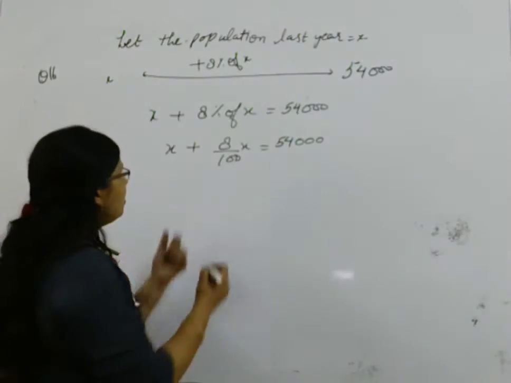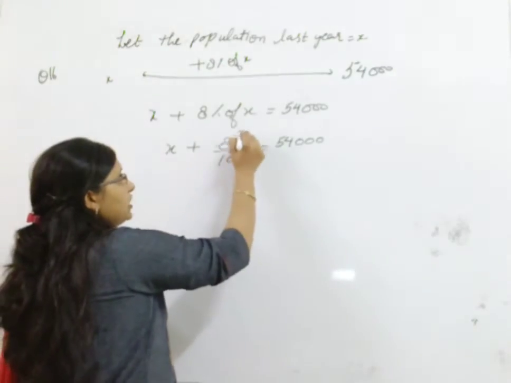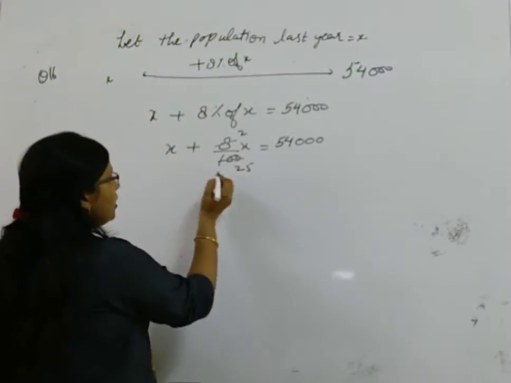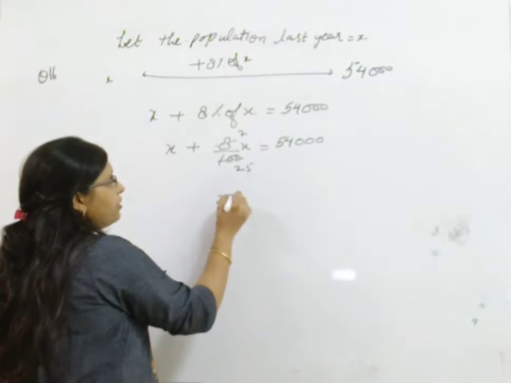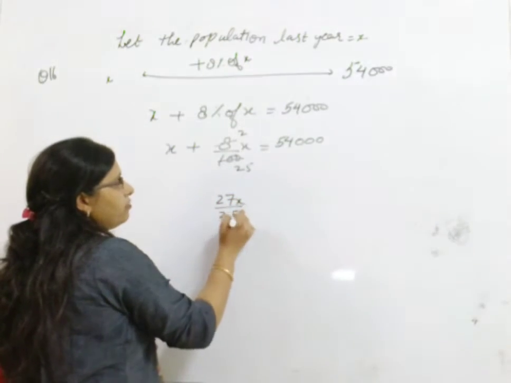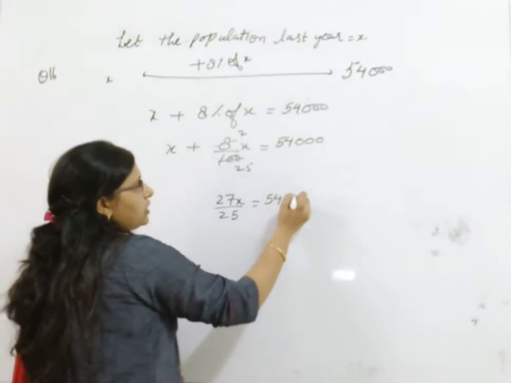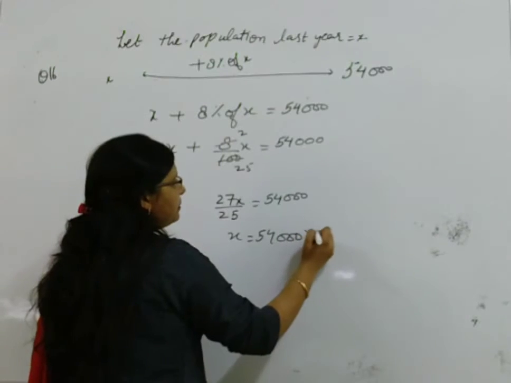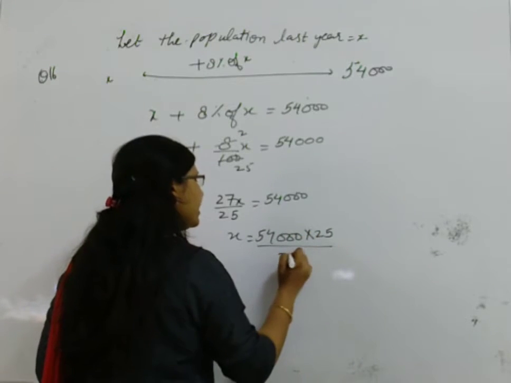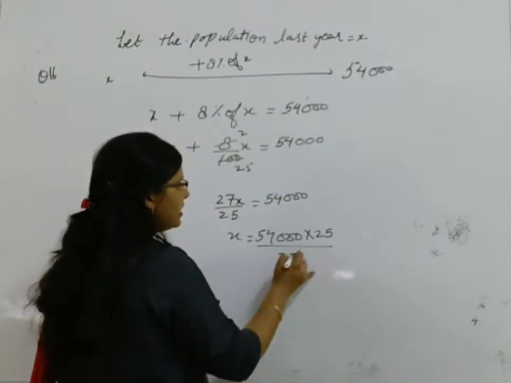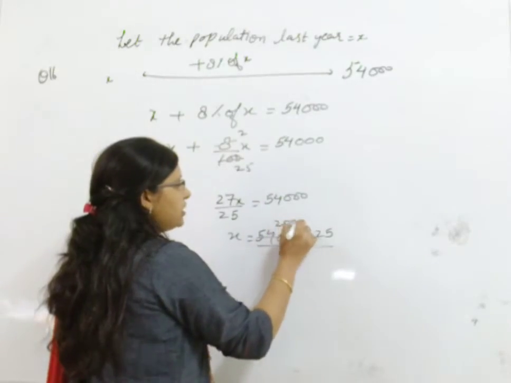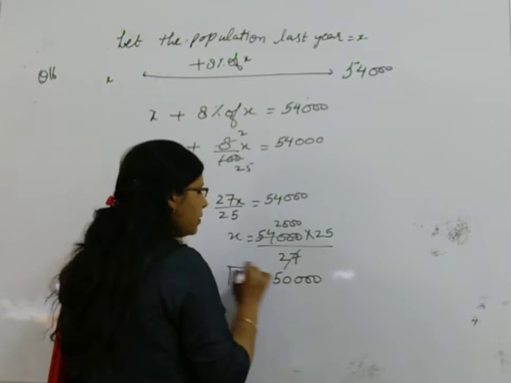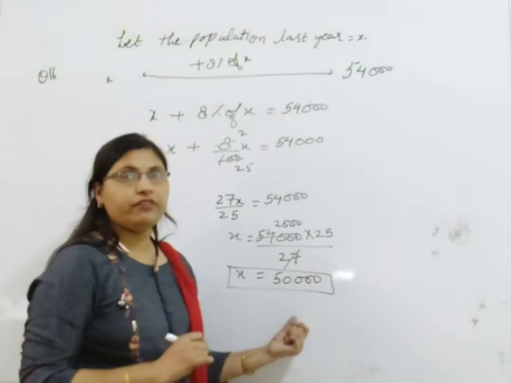Now we can cancel it out. It is 2, it is 25. We have cancelled out with the table of 4. So now when we take LCM, we will get 27x upon 25 is equal to 54,000. So x is equal to 54,000 multiplied by 25 upon 27. And now we can cancel out the numbers. We will get 2,000 here. So it will be 50,000. So the population last year is 50,000.